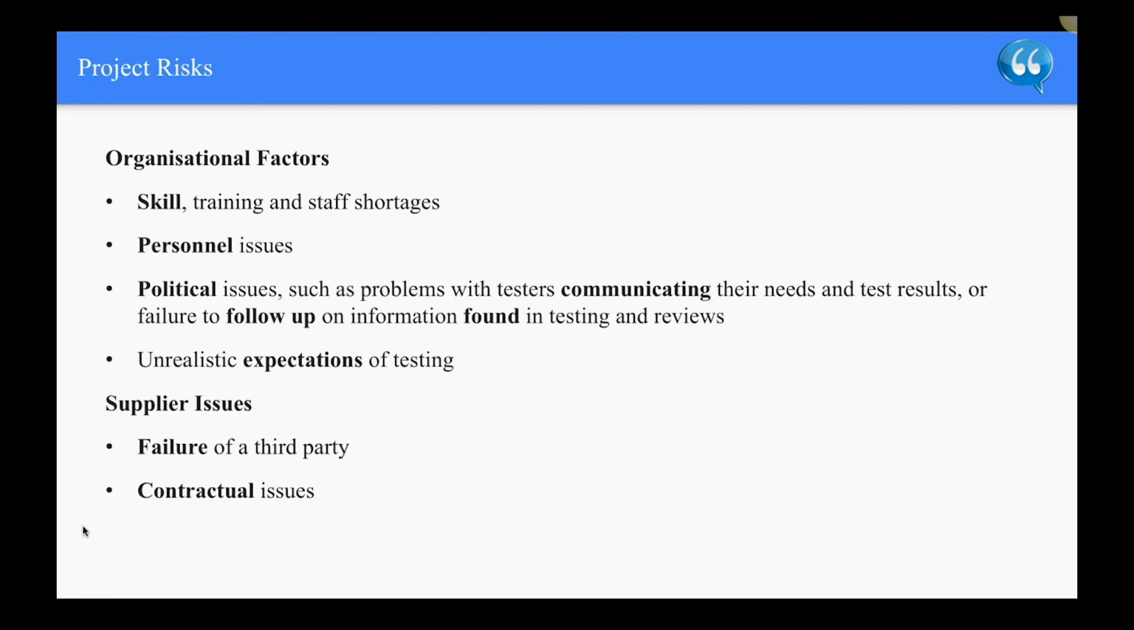Organizational factors could be the skill, training, and staff shortages, personnel issues, political issues such as problems with testers communicating their needs and test results, or failure to follow up on information found in testing and reviews, unrealistic expectations of testing, and supply issues. So it could be a failure of a third party, contractual issues.